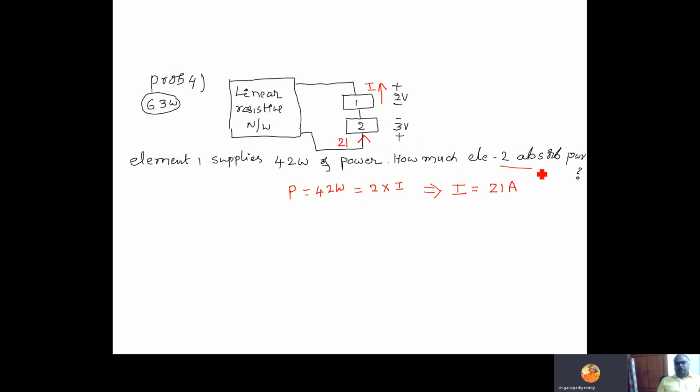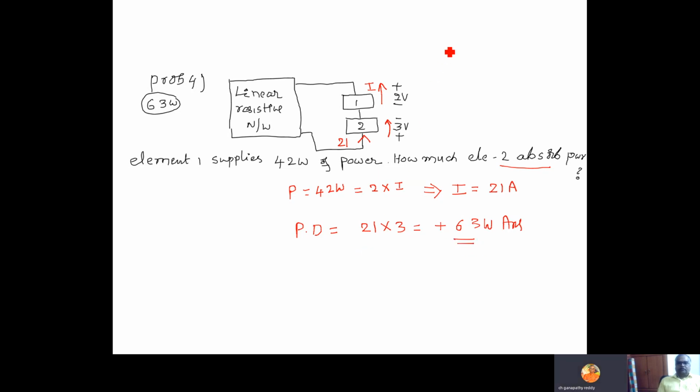But what is the question here? How much does it absorb? Absorb or dissipation? Same. So what is power? Power dissipation is 21 into 3, current into voltage. So you will get 63 watts. Answer. But plus 63 or minus 63? It is plus 63 because current is flowing from positive to negative, and when current flows from positive to negative, absorbed power is positive. What is asked is absorbed or dissipation. So plus. This is correct.